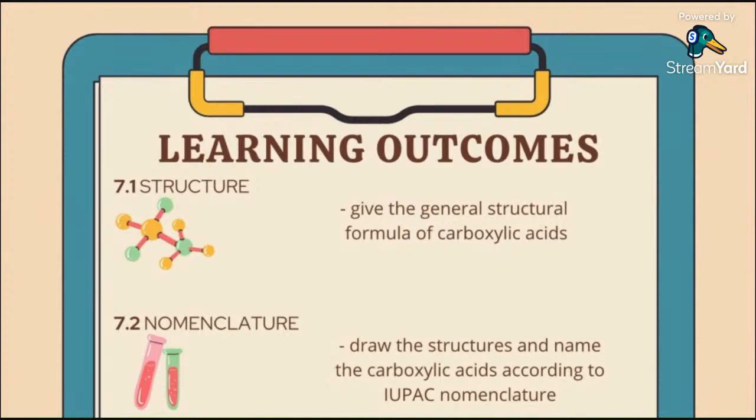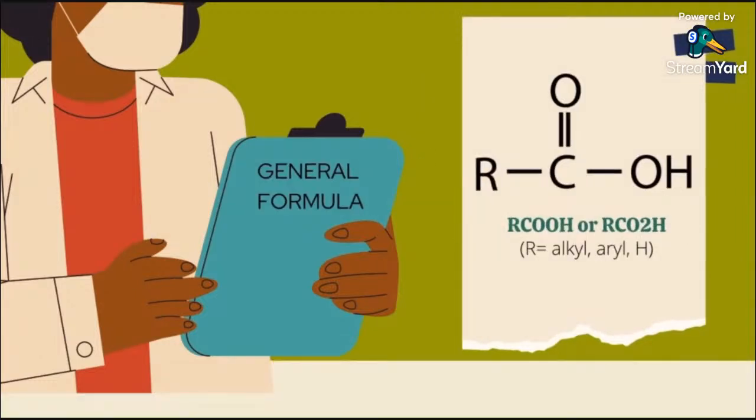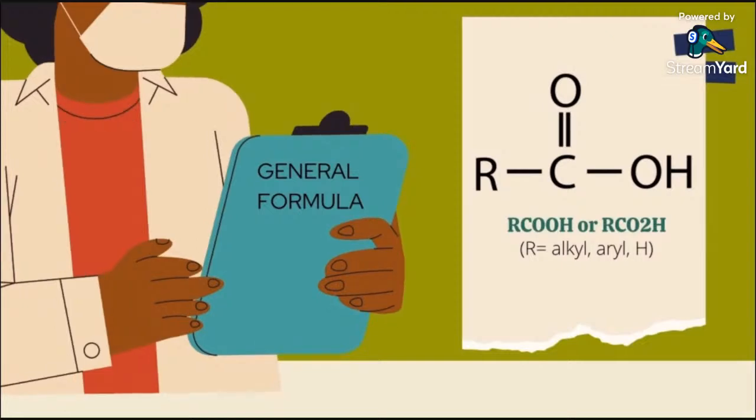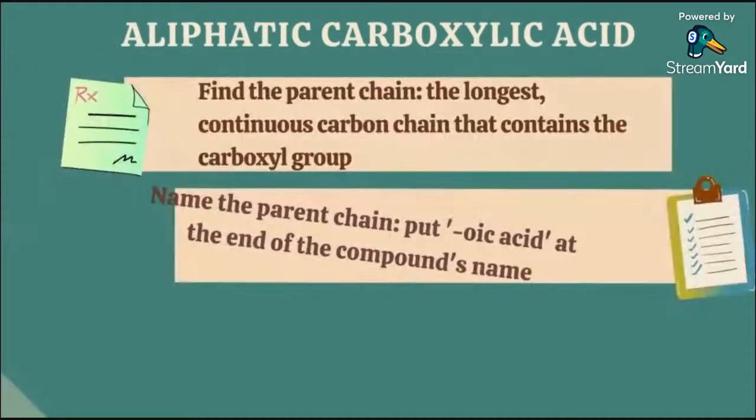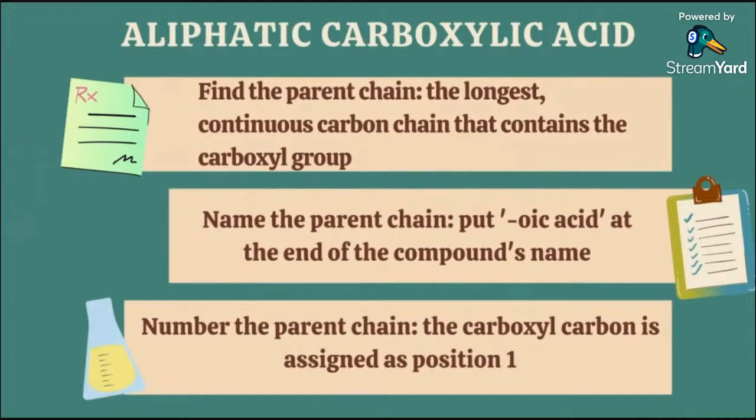So here's an example for butanoic acid. Since it has 4 carbons, it's butanoic acid. And we can see that the carboxyl carbon is assigned as position 1. Here's another example, 3-methyl butanoic acid. The carboxyl carbon is also assigned as position 1, so therefore the methyl is at carbon 3, and therefore the name of this compound is 3-methyl butanoic acid.